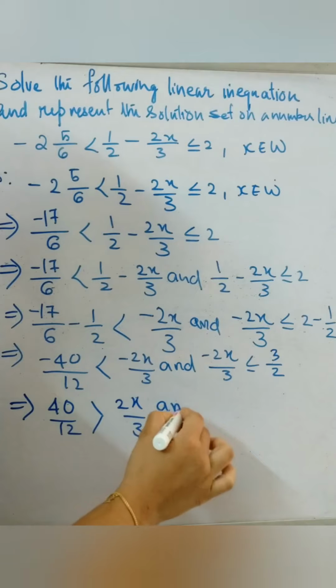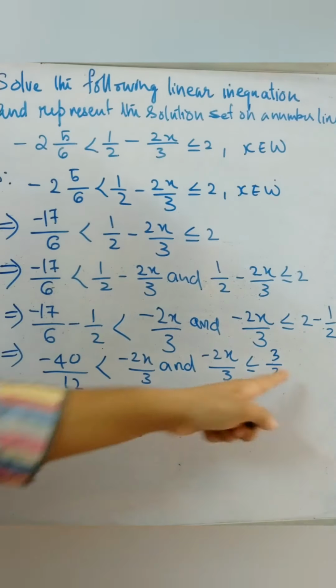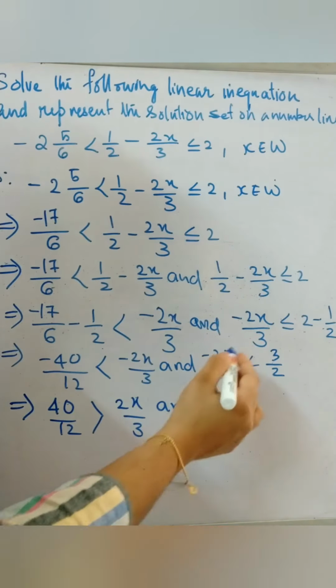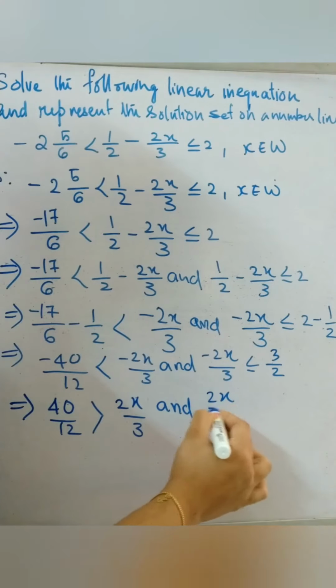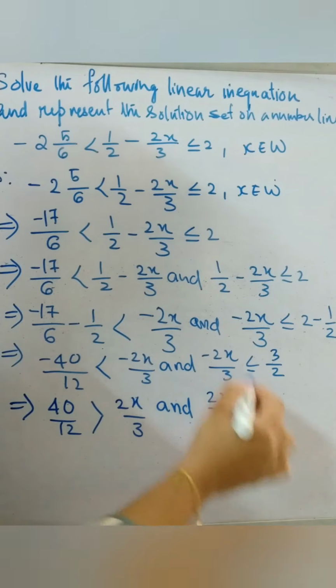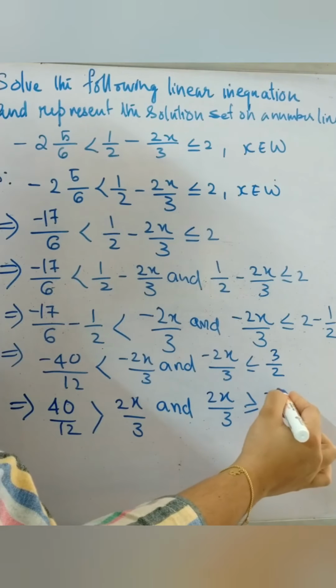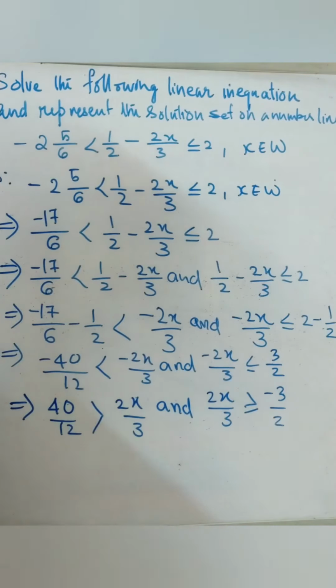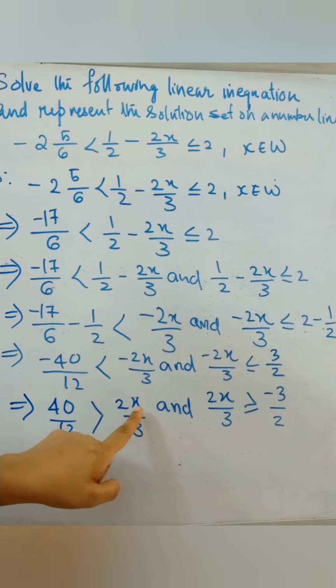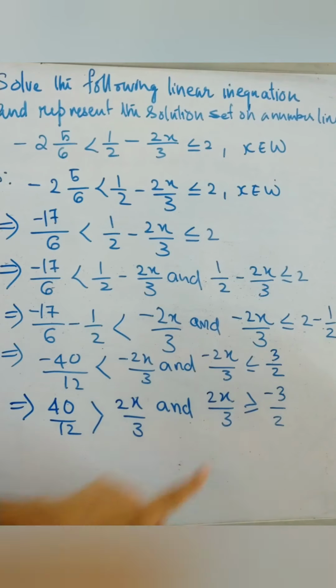Similarly, here also we have to multiply both the sides by negative 1. Then negative 2x by 3 will become 2x by 3, which is greater than or equal to; less than or equal to will become greater than or equal to, then negative 3 by 2. Now we have to isolate x, in the right hand side here and x in the left hand side. For that I have to take this 2 by 3 to the left hand side. Then we will get 40 by 12 divided by 2 by 3.